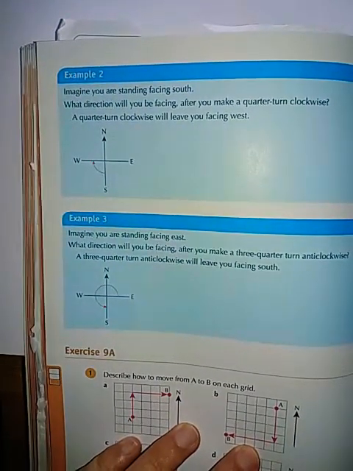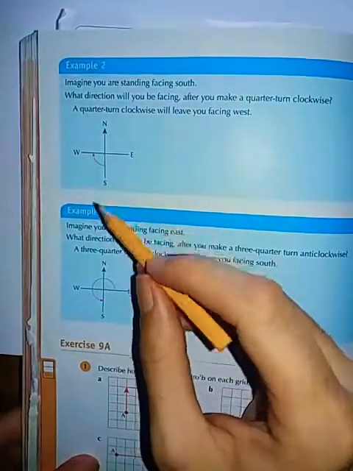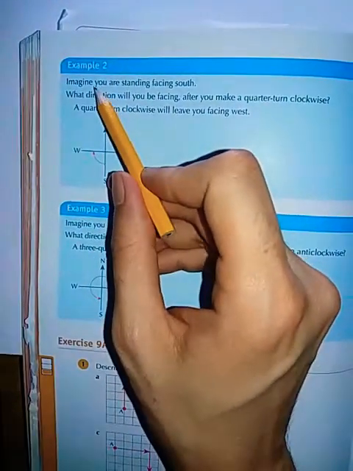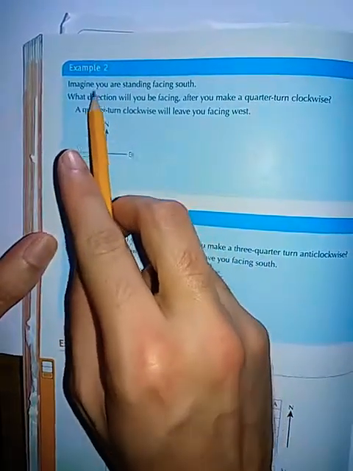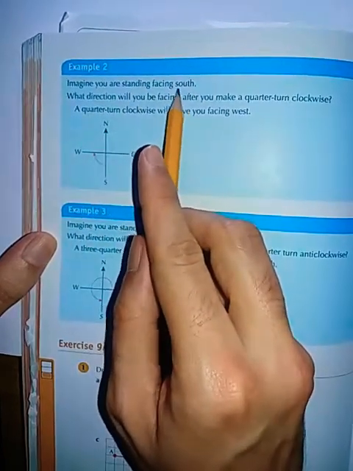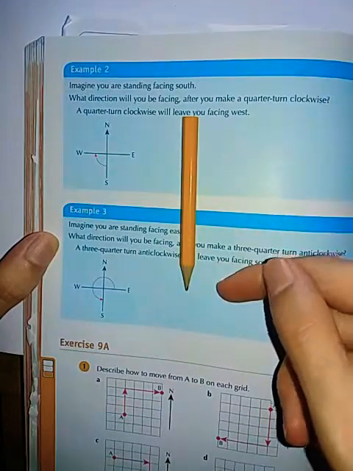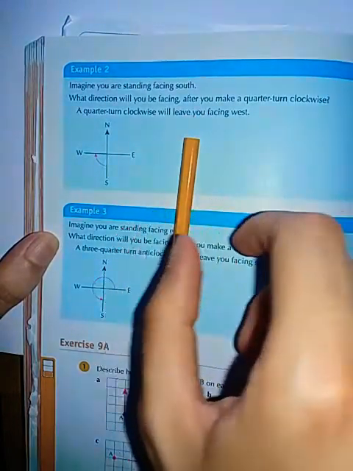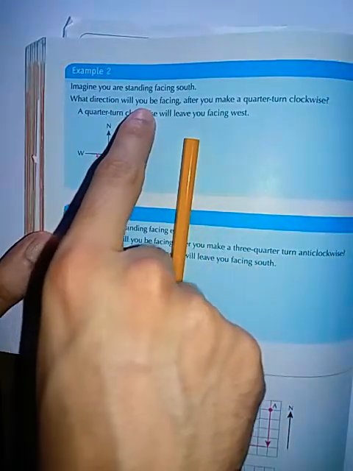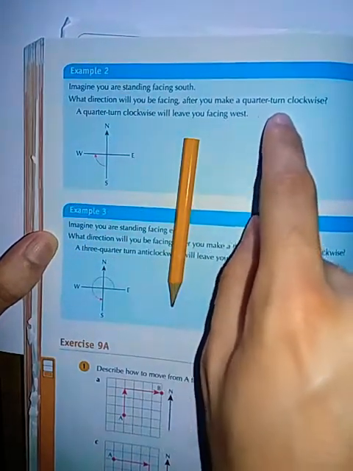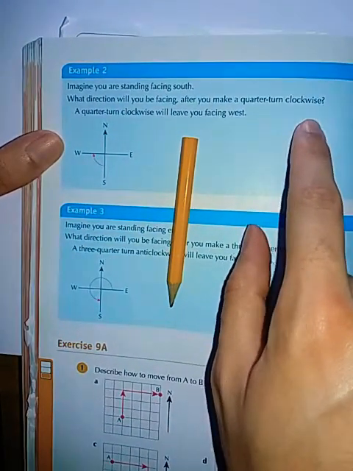Now let's start our examples here. We have example number 2. Imagine you are standing facing south. So we are like this, moving south or facing the south. What direction will you be facing after you make a quarter turn clockwise?